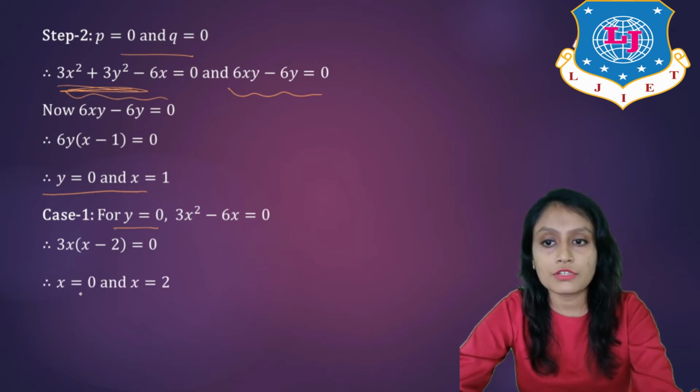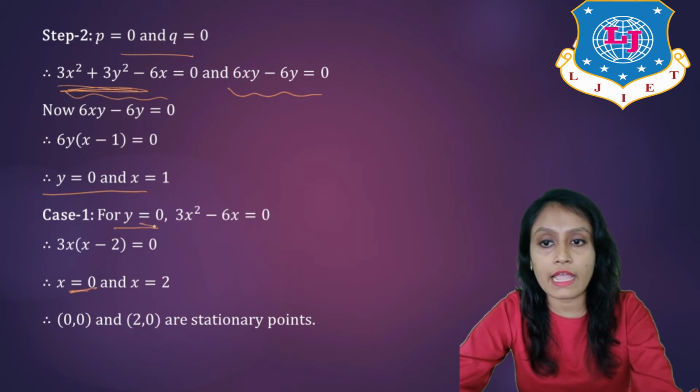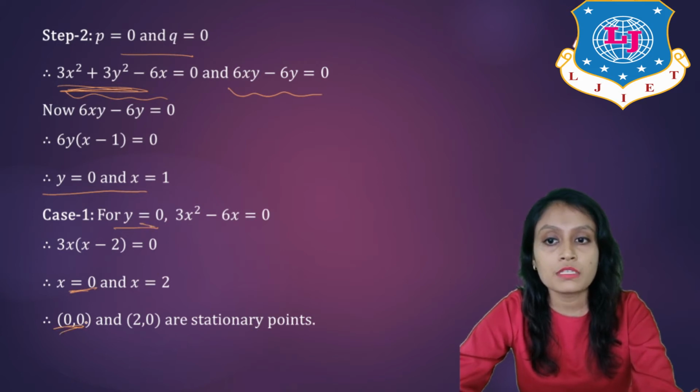Now we will write the stationary points. Here x is 0 and y is 0. So the first point is 0, 0. Next, x is 2 and y is 0. So another point is 2, 0. So both these points are known as stationary points.